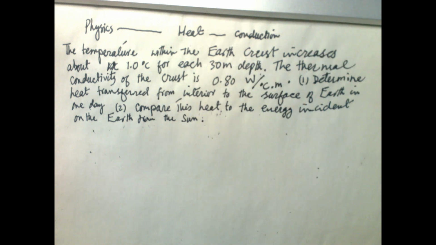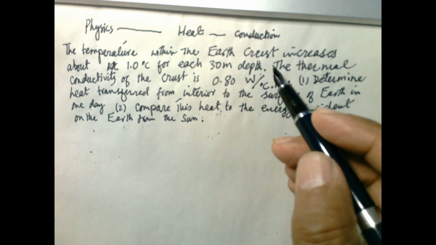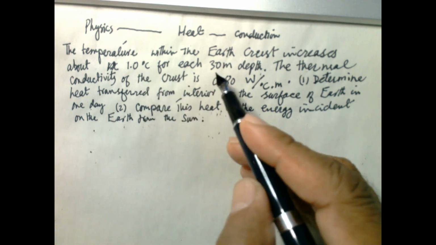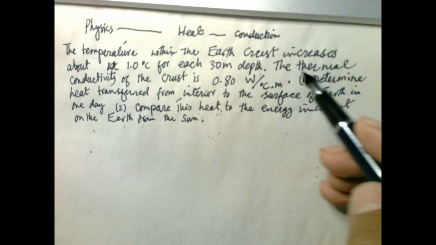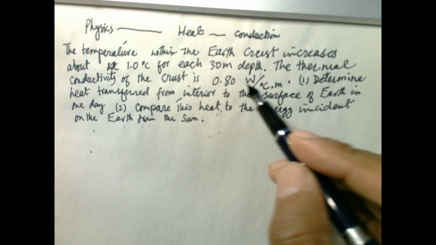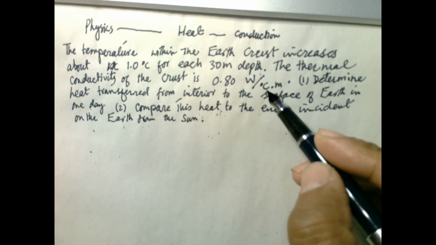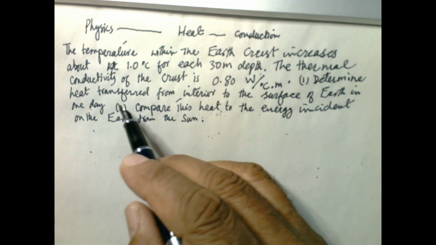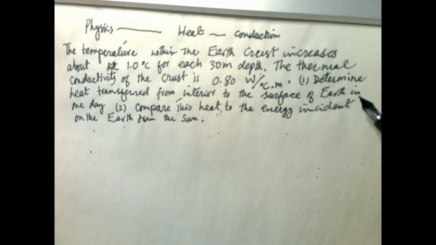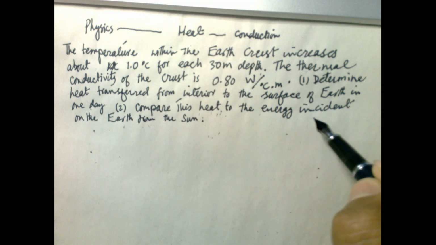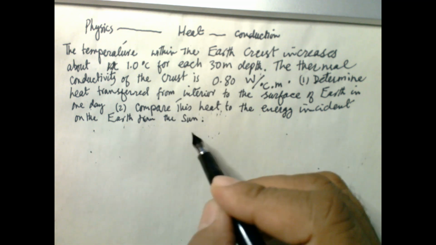Hello, physics. Heat conduction. The problem is that the temperature within the Earth's crust increases about 1 Celsius for each 30-meter depth, and the thermal conductivity of the crust is 0.80 watt per Celsius meter. Number one, determine the heat transfer from interior to the surface of the Earth in 1 day. Number two, compare this heat to the energy incident on the Earth from the sun.